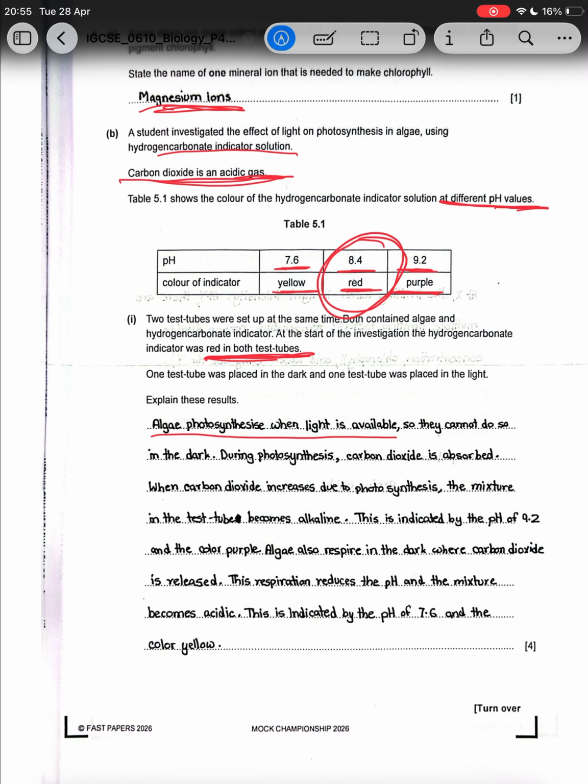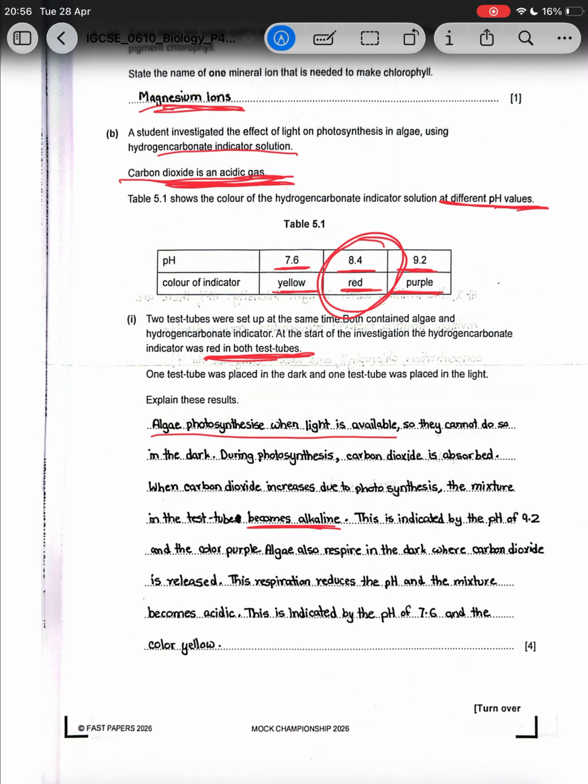Okay, so they cannot do so in the dark. During photosynthesis, carbon dioxide is absorbed. So obviously plants take in carbon dioxide to photosynthesize. So when carbon dioxide is used up due to photosynthesis, the mixture in the test tube becomes alkaline.